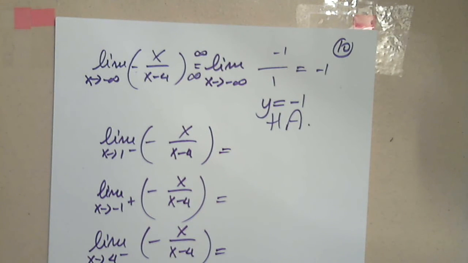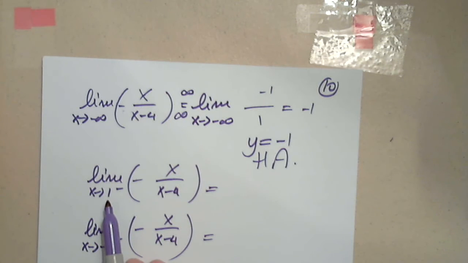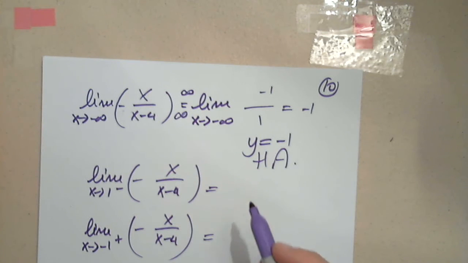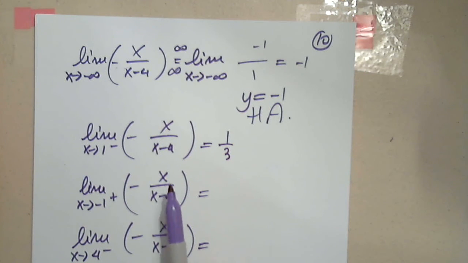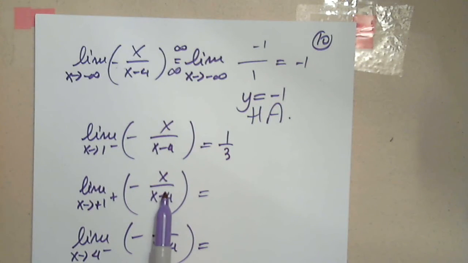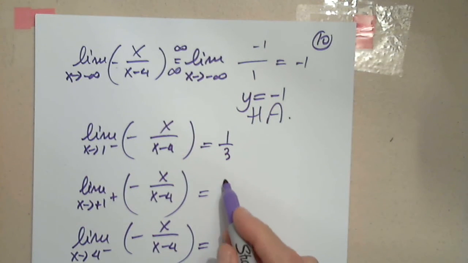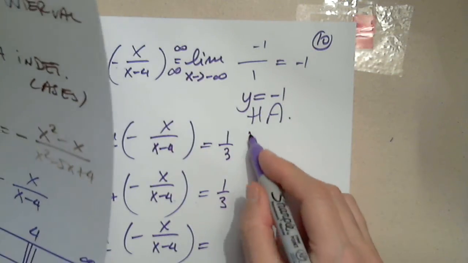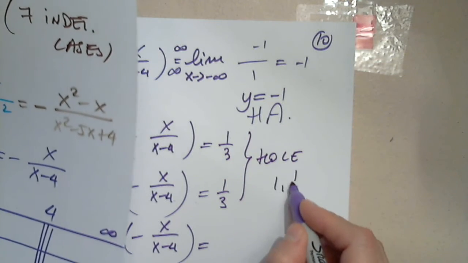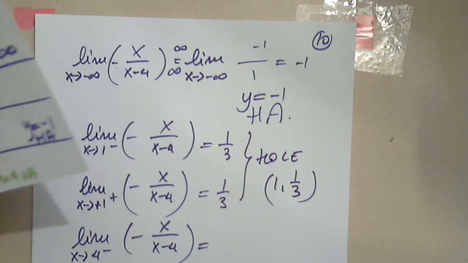Okay. So here there's no problem when I plug in 1. The numerator is negative 1 and the denominator is negative 3. So it's 1/3. The same thing has to happen on the other side. So I plug in 1, negative 1 at the top, and 1 minus 4 is negative 3, 1/3, of course. So this is the hole. So the hole is 1 comma 1/3 when I get to graph it.